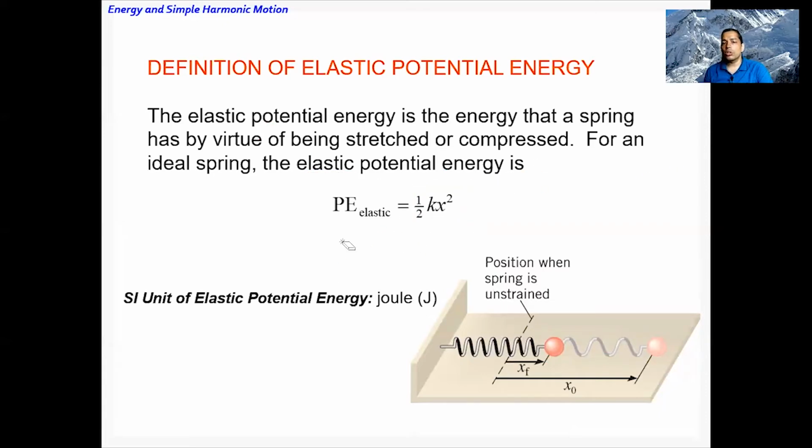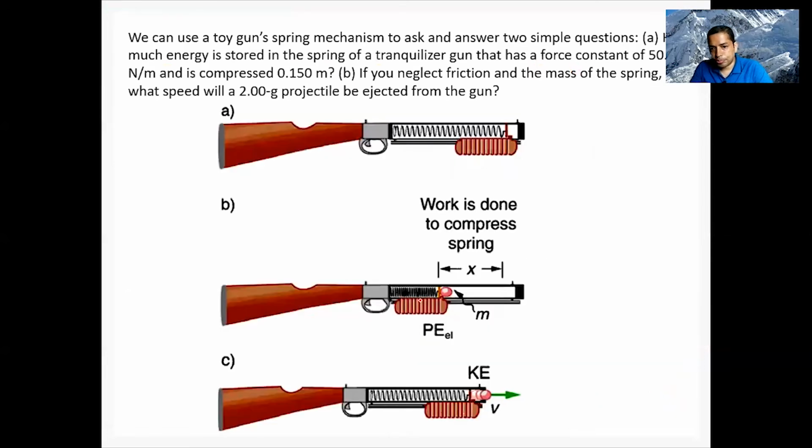So if there is extension or compression, then there will be potential energy. As long as x goes to 0, PE becomes 0. Keep that in mind. So what is the unit of elastic potential energy? Again, it is joule, because it is energy.